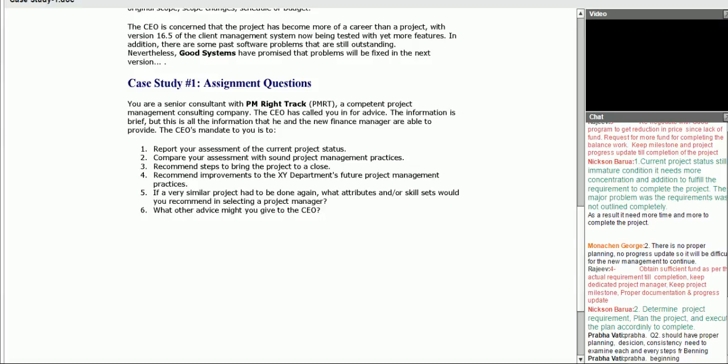Okay, Prabha, good. Question 2 should have proper planning, decision, consistency, and need to examine each and every step from the beginning.